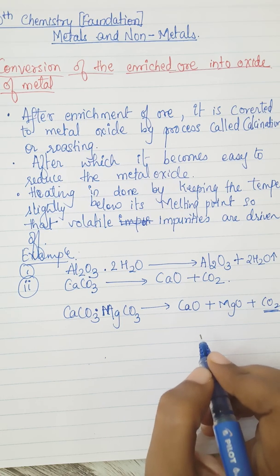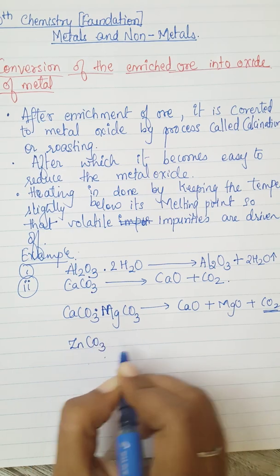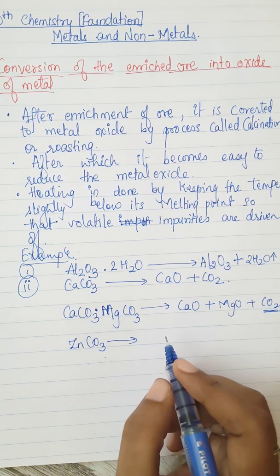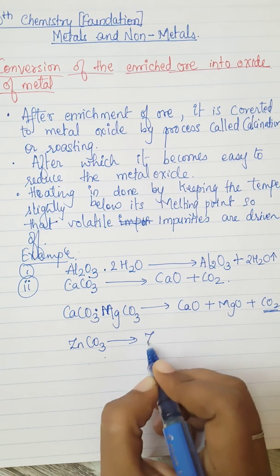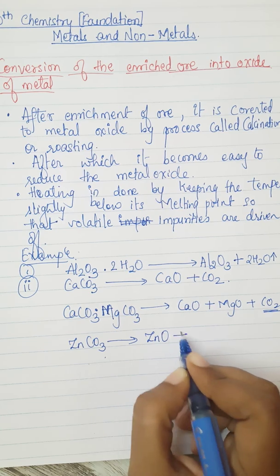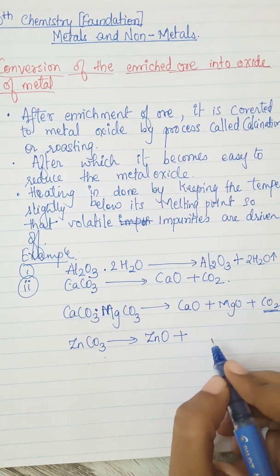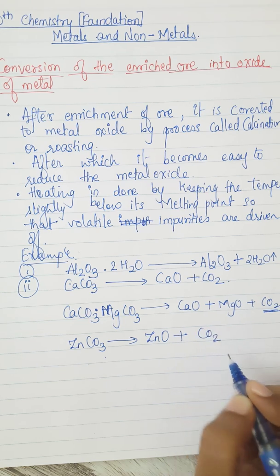In the same way you have zinc carbonate, which is also known as calamine ore, which can be heated strongly in the absence of air to produce zinc oxide and carbon dioxide. Definitely, when it is a carbonate ore, a metal oxide and carbon dioxide will be formed.